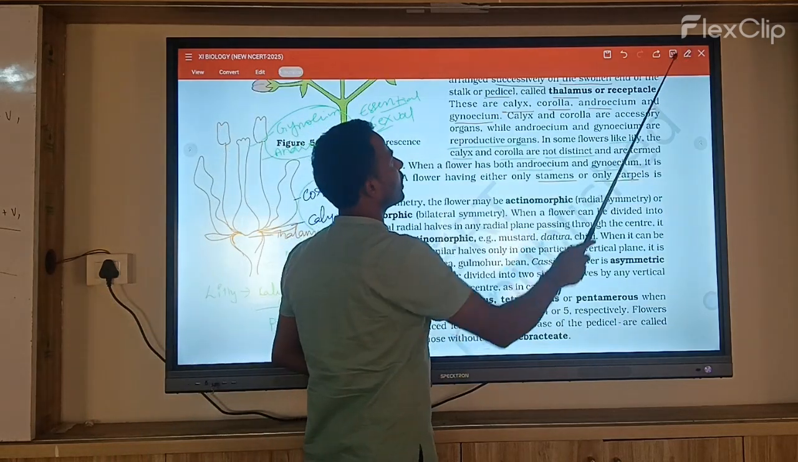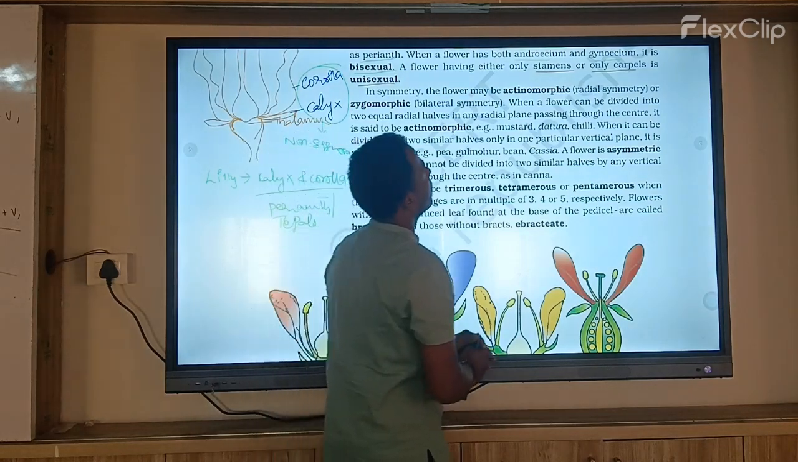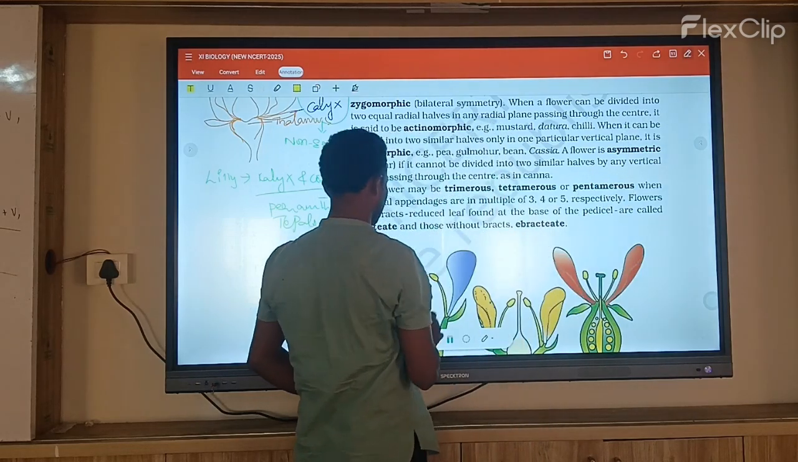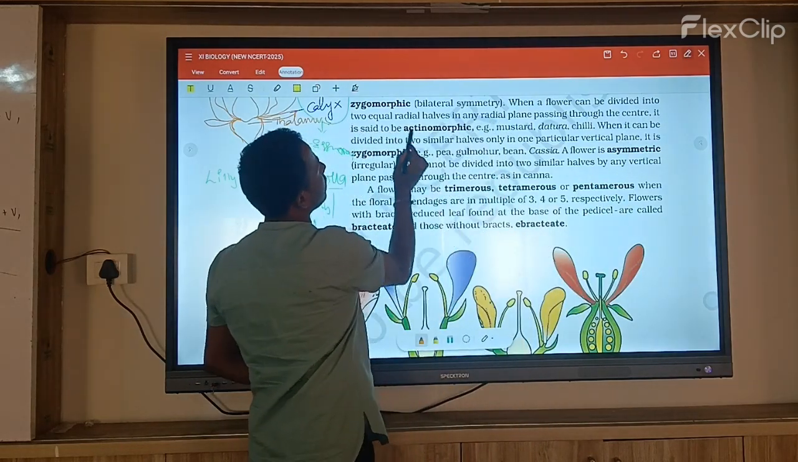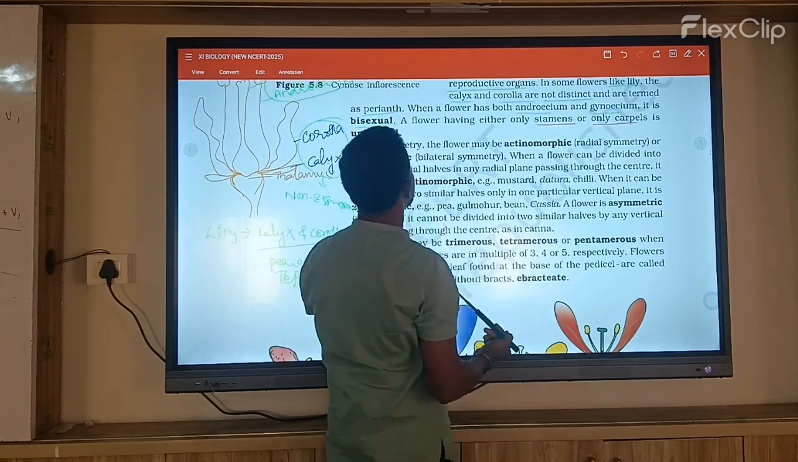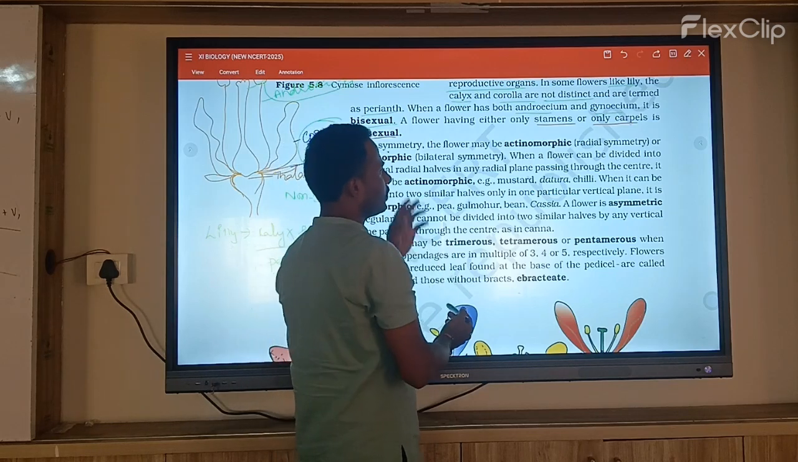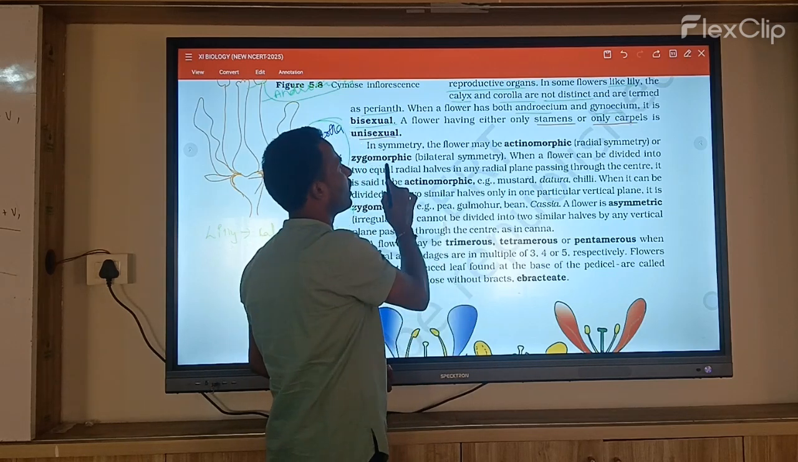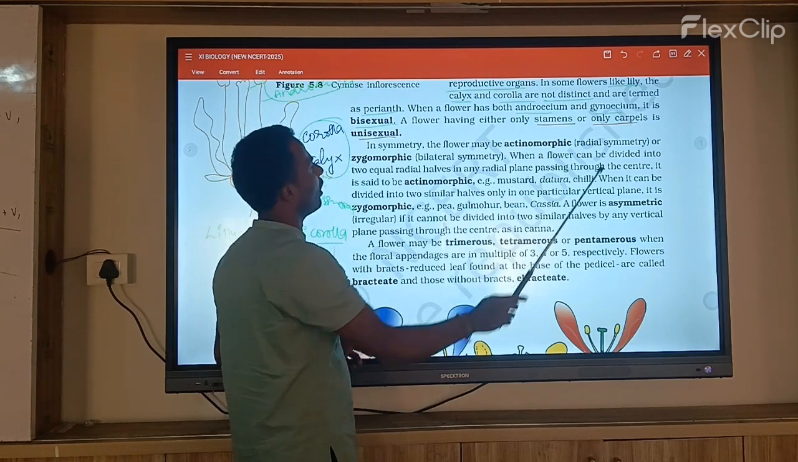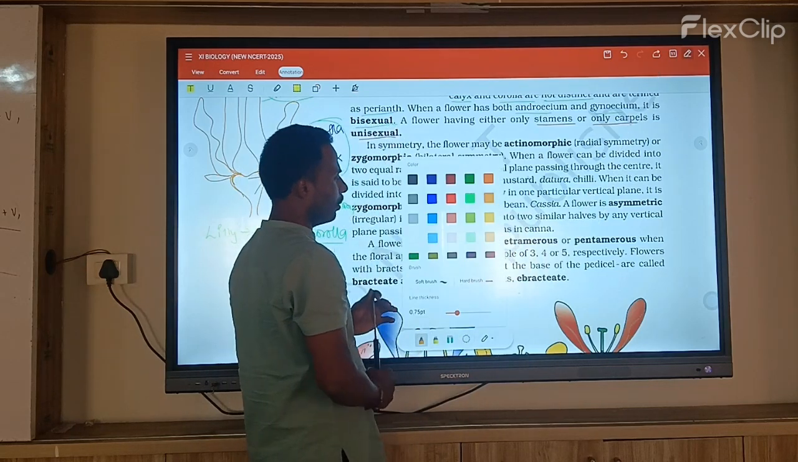And next, in the symmetrical flower, it may be actinomorphic or zygomorphic. Radial symmetry is actinomorphic, and bilateral symmetry is called zygomorphic. Here, what are actinomorphic flowers? What are zygomorphic flowers?